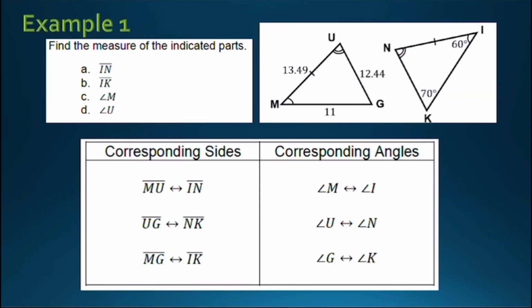For our first example, let's find the measure of the indicated parts, which are line segment IN, line segment IK, angle M, and angle U. For our solution, for step 1, the illustration is not needed since the figure is already given. And for step 2, by looking at the marks, we can say that the two triangles are congruent by ASA postulate.